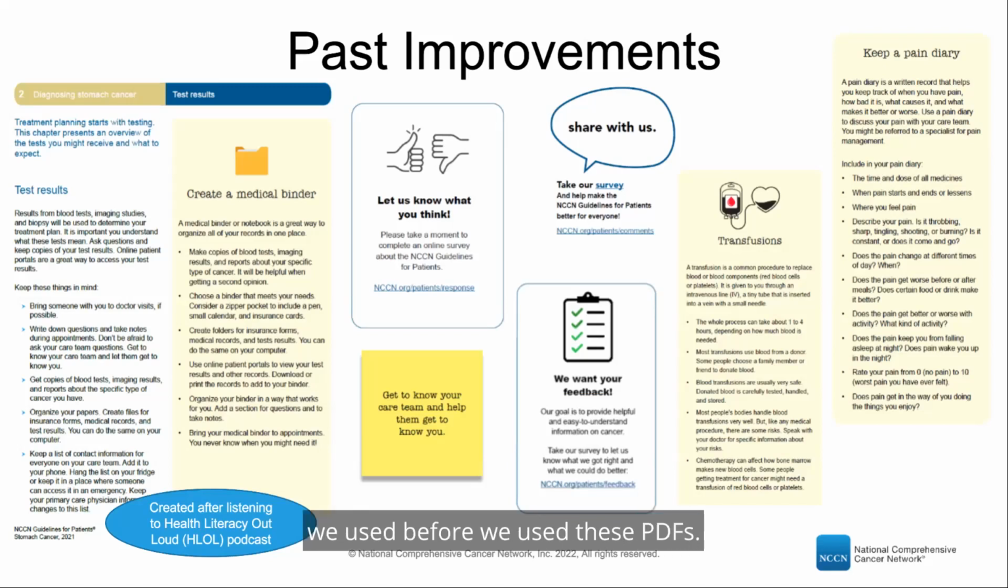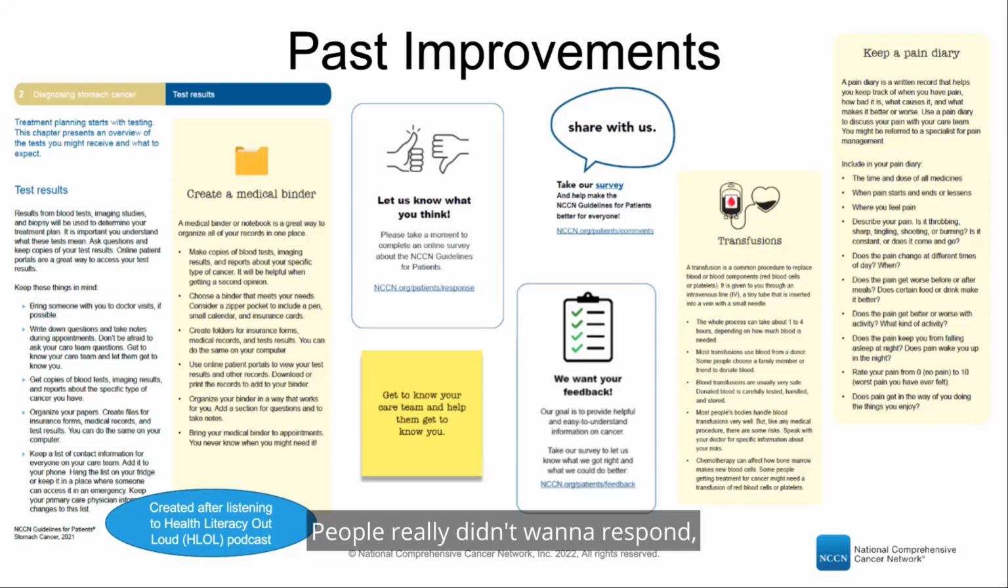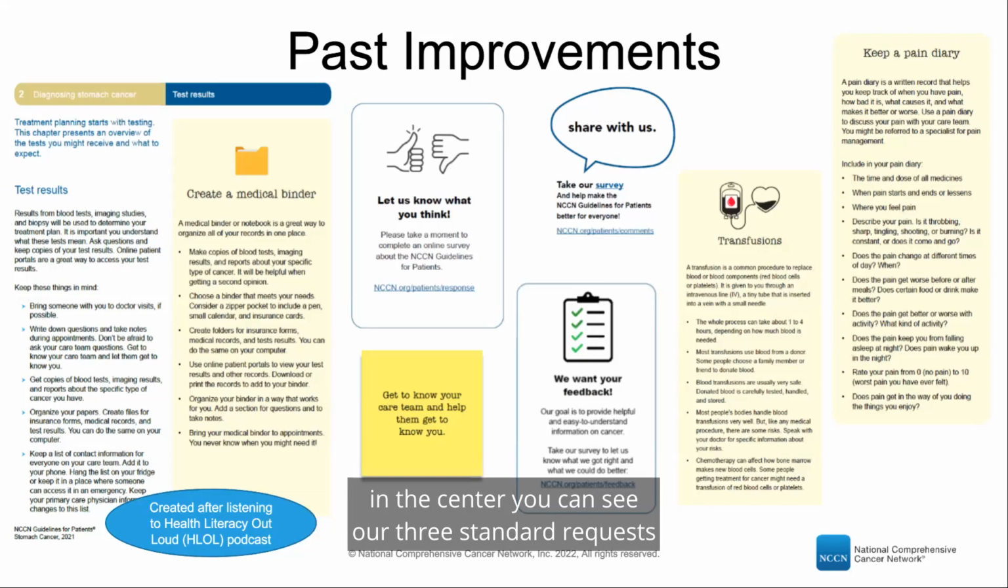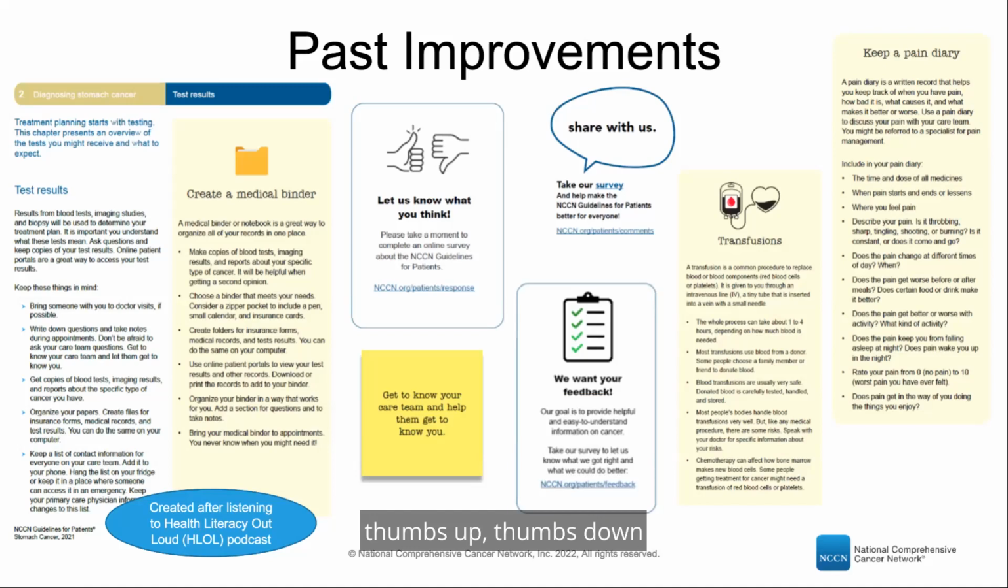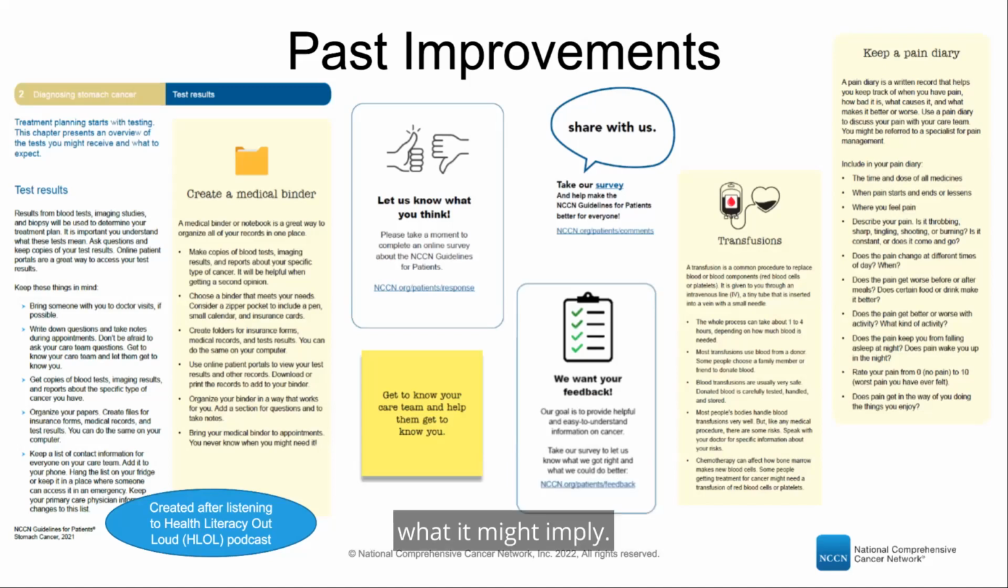We used these PDFs. And so we were getting kind of like these false responses. People really didn't want to respond. They wanted to read the book. So these are our 3 in the center. You can see our 3 standard requests for feedback, and they're kind of throughout the book. We try not to put the let us know what you think, thumbs up, thumbs down after a recurrence or relapse or metastatic chapter. I mean, we are careful of the placement and what it might imply.